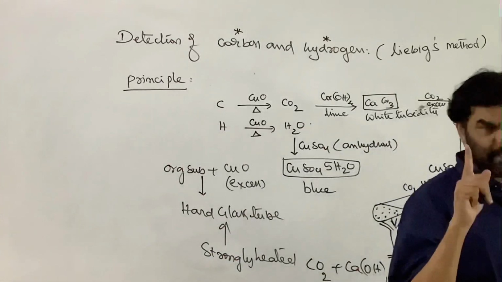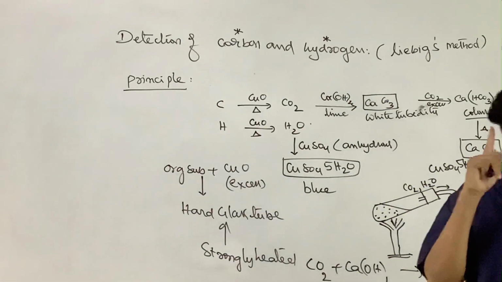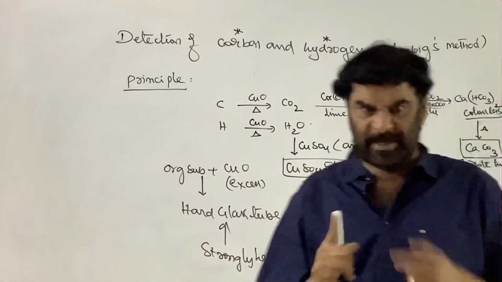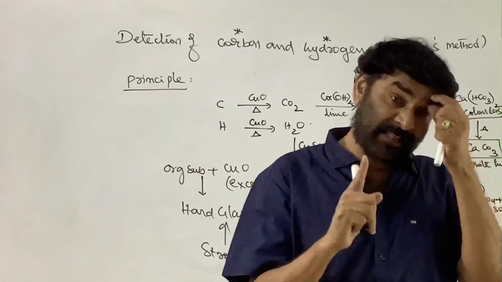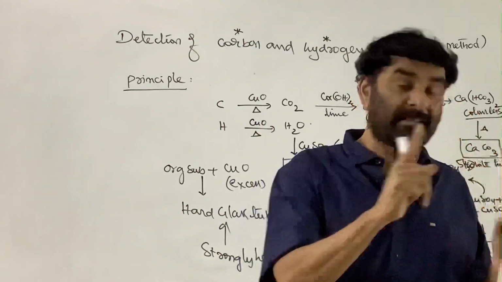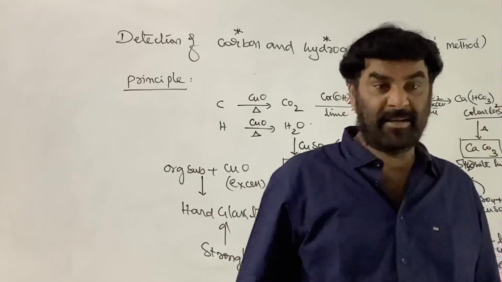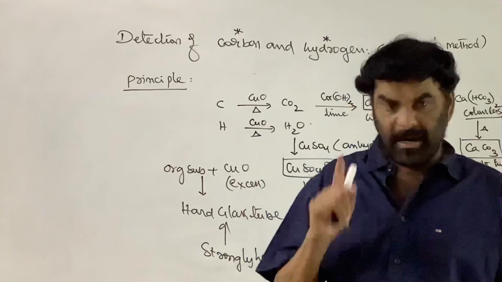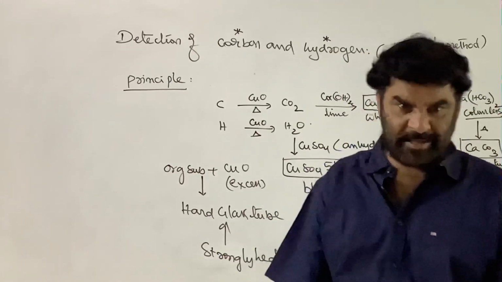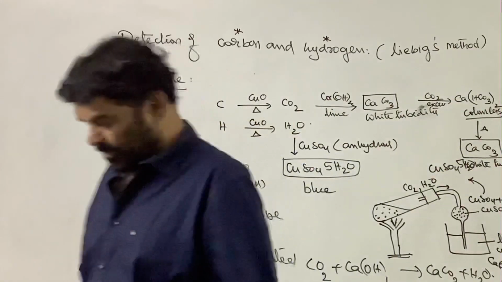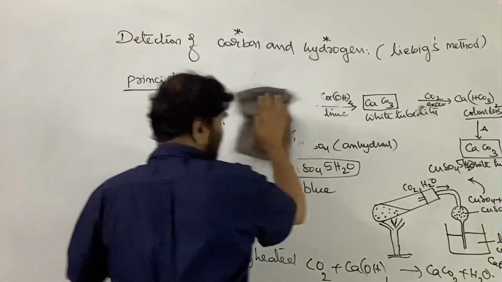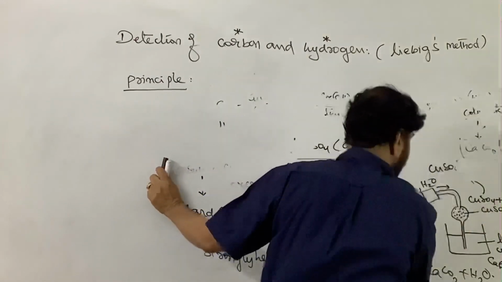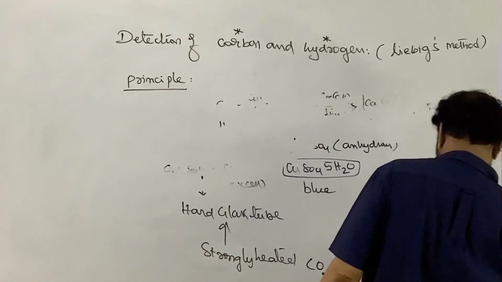I told you at the beginning that if it is an organic substance, there is no need to conduct this test to identify the presence of carbon, and the majority of compounds contain carbon and hydrogen. So this is Liebig's test for detection of carbon and hydrogen in the given organic compound.